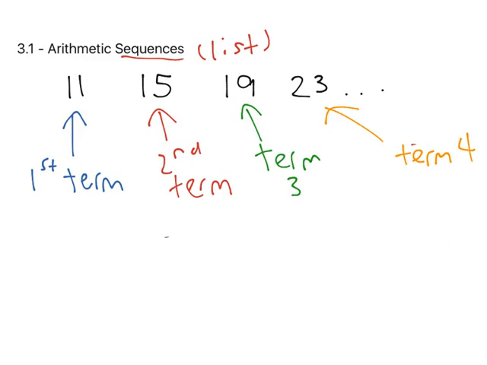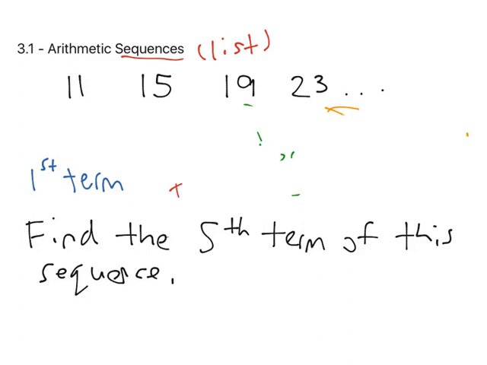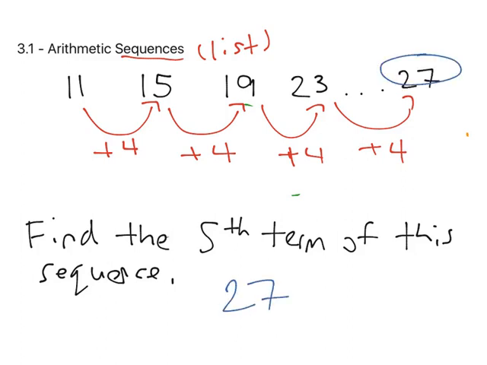Let's say we want to find the fifth term of this sequence. Okay, so we want to find the fifth term. To go from term 1 to term 2, we can add 4. 11 plus 4 is 15. 15 plus 4 is 19. 19 plus 4 is 23. 23 plus 4 is 27. So that's why the answer is 27. That's it.